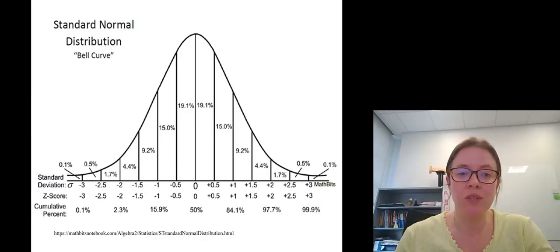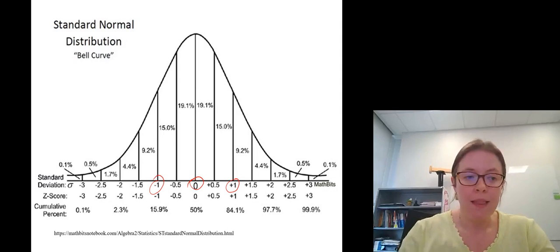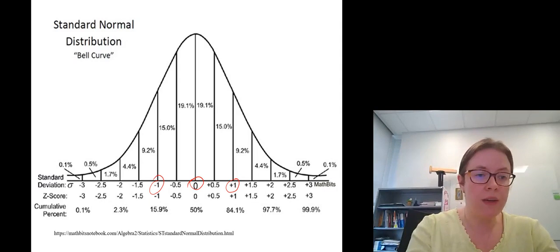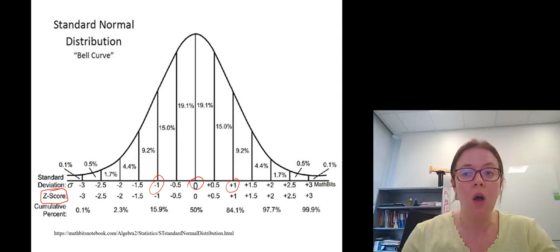So this is what the standard normal distribution looks like. The mean, or the average, is equal to 0, and the standard deviation is equal to 1. The z-score, which is over here, is a representation of the standard deviation. It indicates how much a given value differs from the mean. It's the number of standard deviations a given point lies above or below the mean.